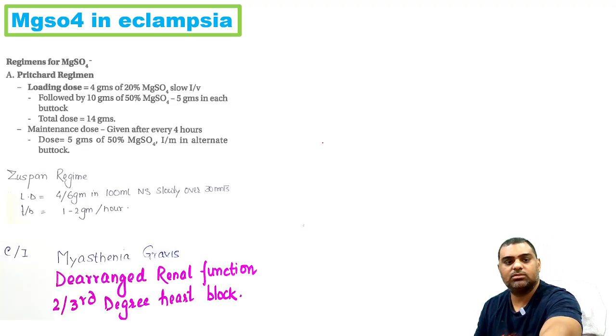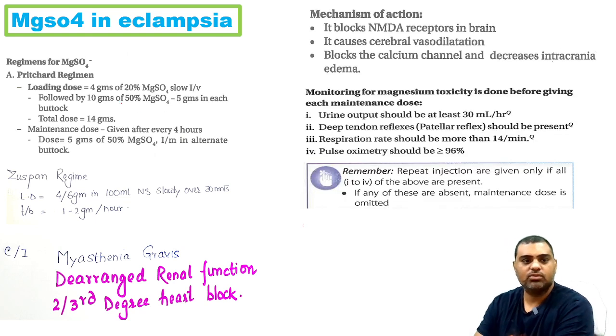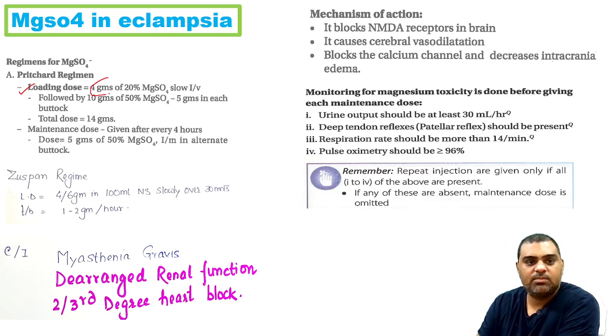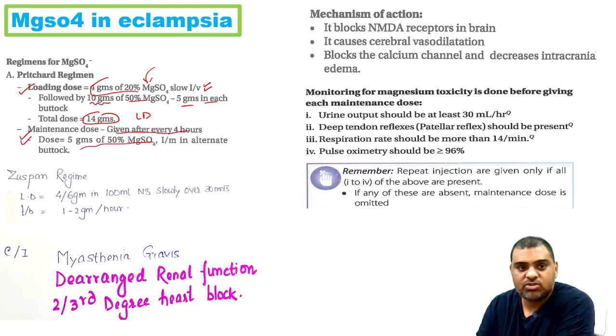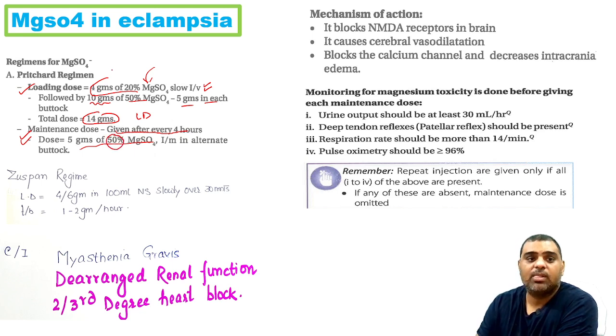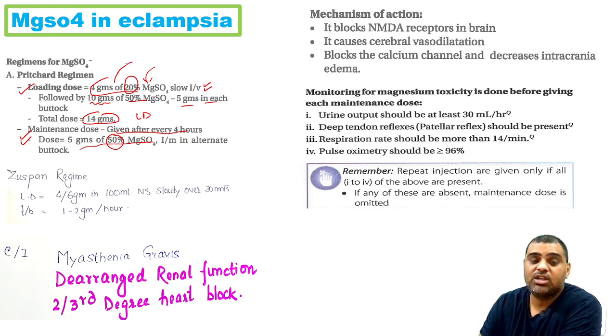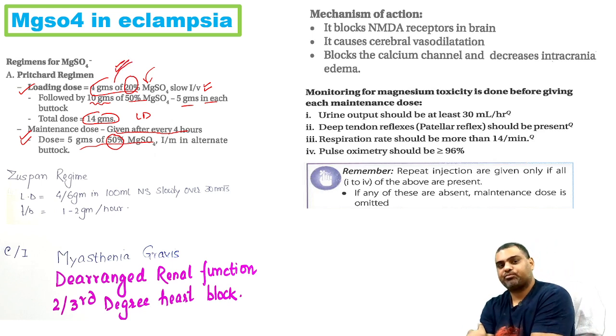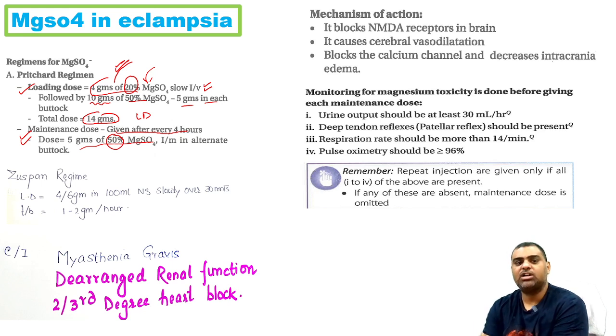Now, I've told you the loading dose is 4 gram of 20% solution slowly IV, followed by 10 grams of MgSO4, that is 5 gram in each buttock. So the total dose will be 14 gram. That is the loading dose. Then the maintenance dose is given after every 4 hours, 5 gram, 50%. Please remember that the maintenance dose is given as 50%. We don't dilute it, whereas when we give the loading dose, we dilute it to 20% because it has a lot of side effects.